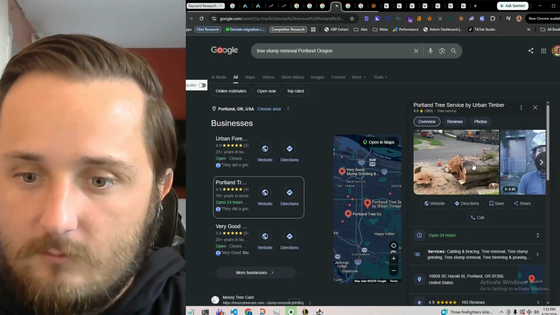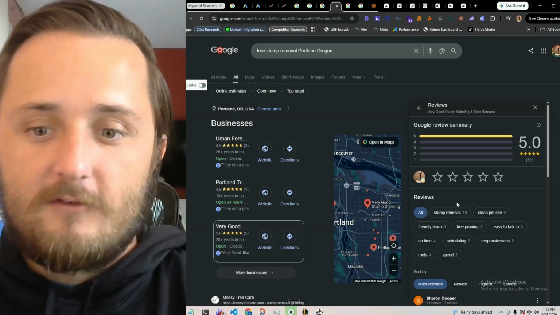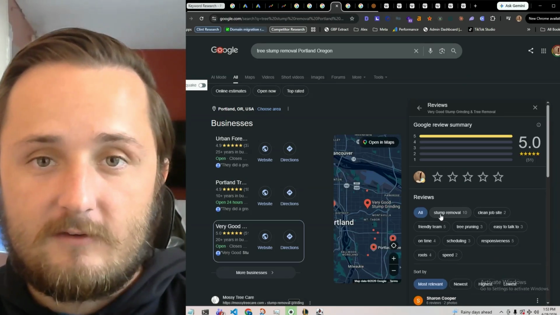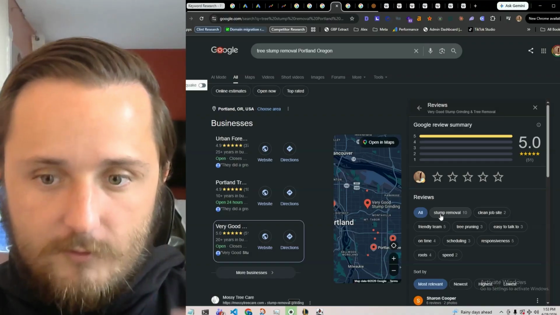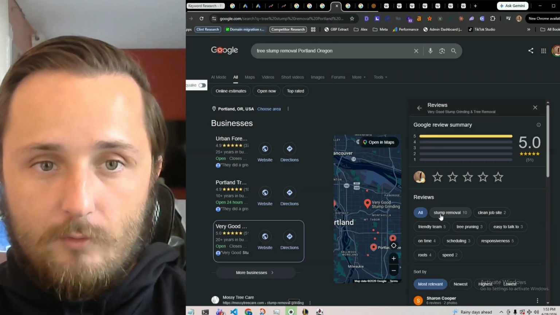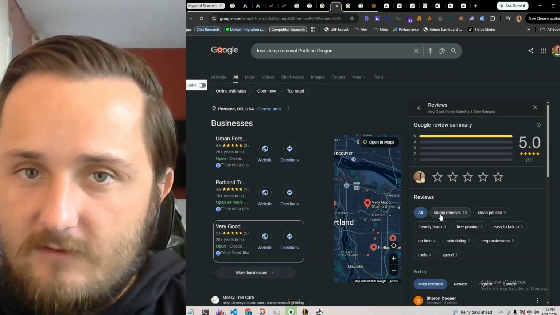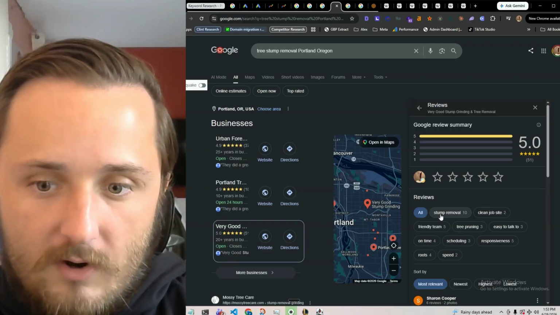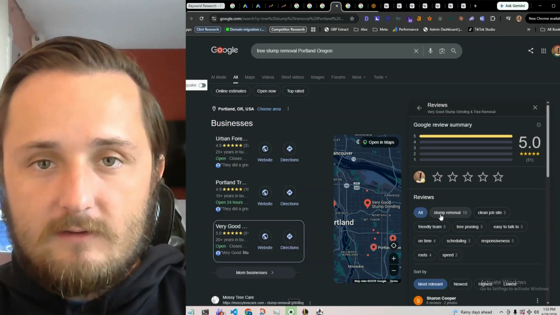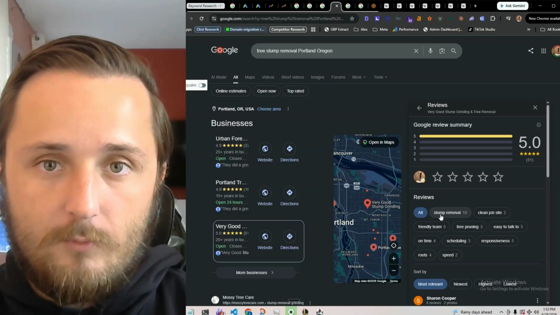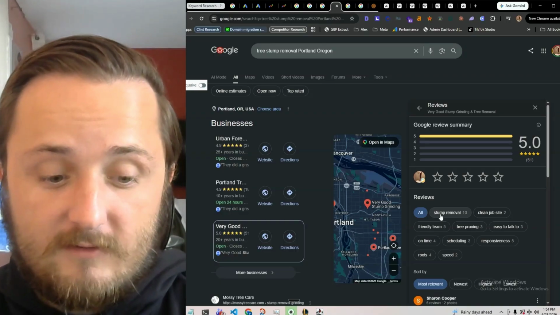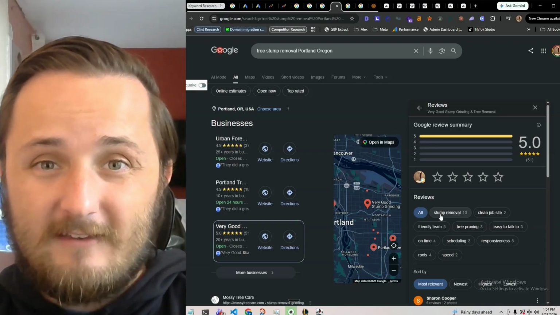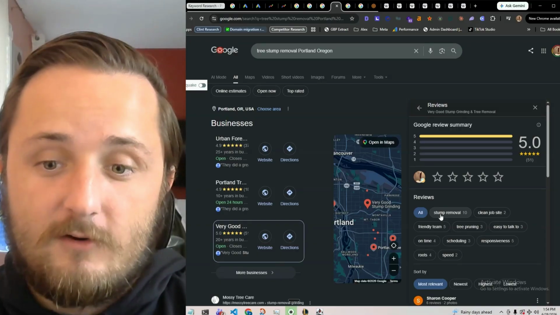Let's see if we can find one with the stump removal. So we can see how Google classifies this service, or from the review data, how it's saying stump removal. Notice how it's not saying stump grinding, stump grinder, tree stump removal, tree stump grinder. Notice how it's very specific to stump removal. This is important because it tells us how Google thinks of and classifies these terms.